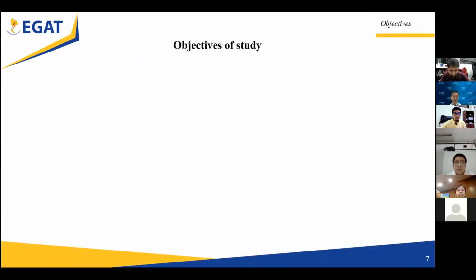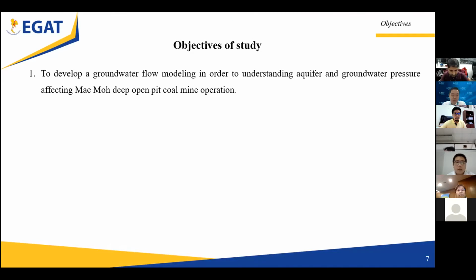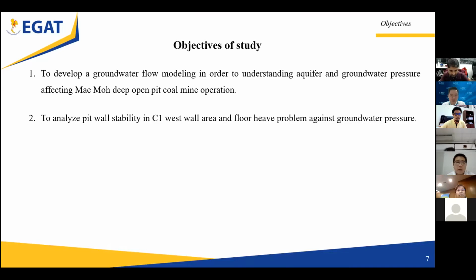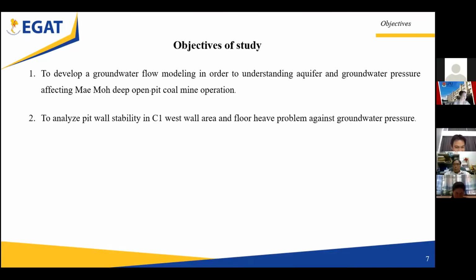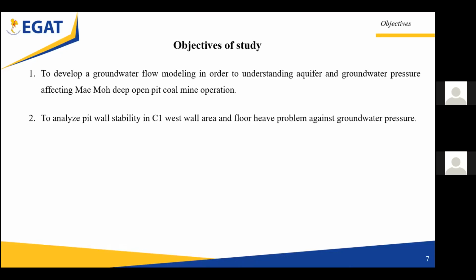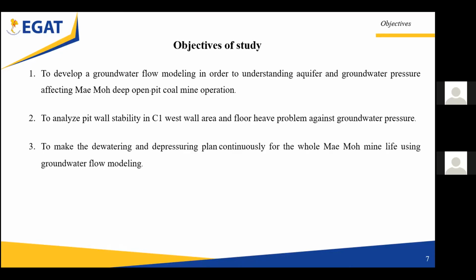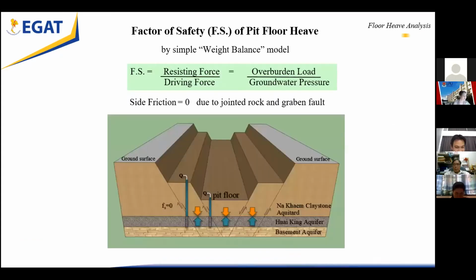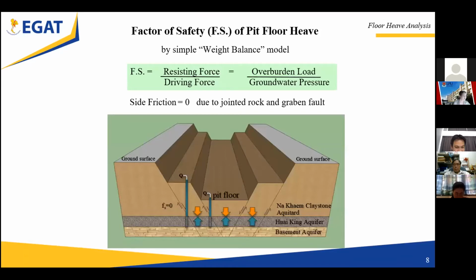The objectives of the study: first, develop a groundwater flow model in order to understand the aquifer and the groundwater pressure effect on Mammoth Mine, a deep open pit coal mine. Second, analyze pit wall stability in the C1 west wall and the heave problem against groundwater pressure. Finally, make a dewatering and depressurization plan for the remaining Mammoth Mine life using the groundwater flow model.